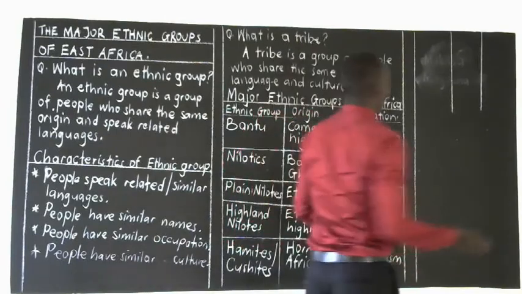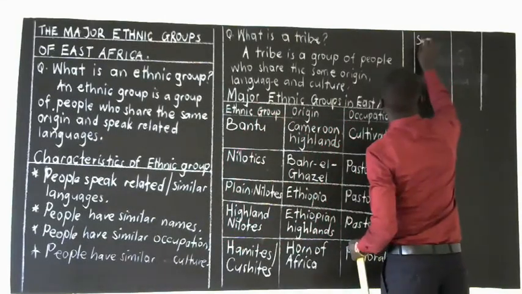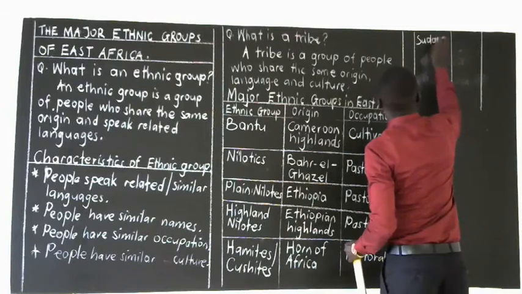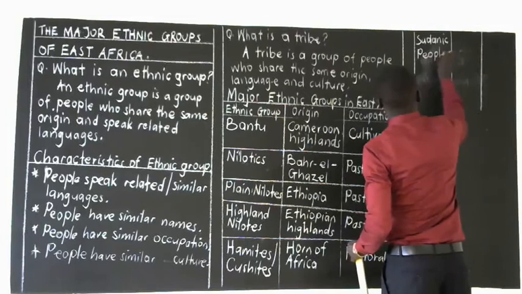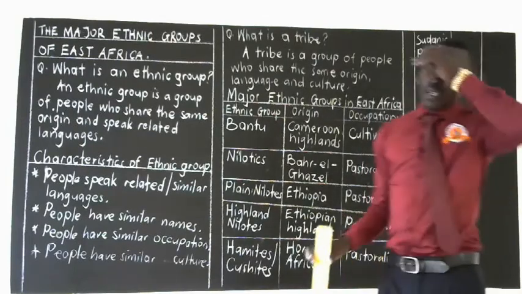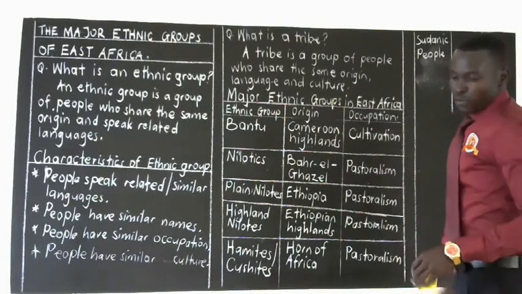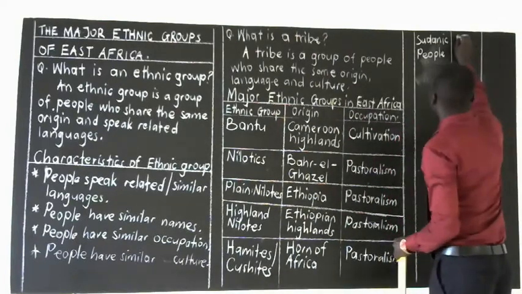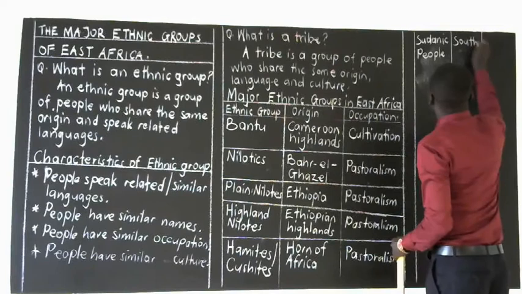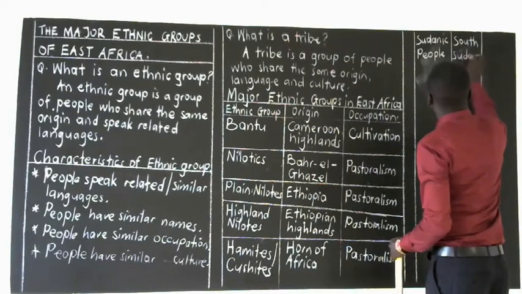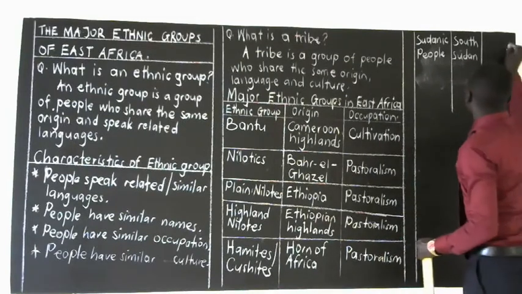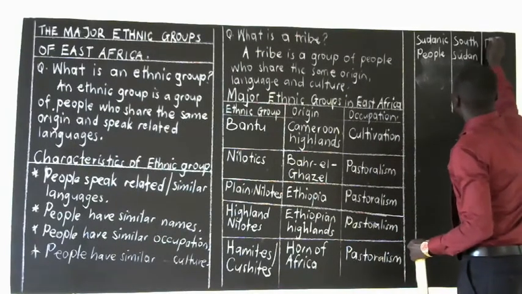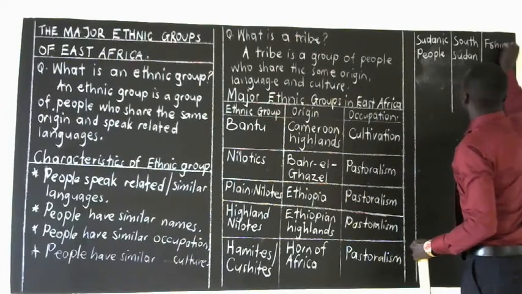The last group we're going to look at are the Sudanic people. What is a Sudanic people? The Sudanic people are believed to have come from South Sudan. They were mainly fishermen and pastoralists. So the occupation was fishing and pastoralism.